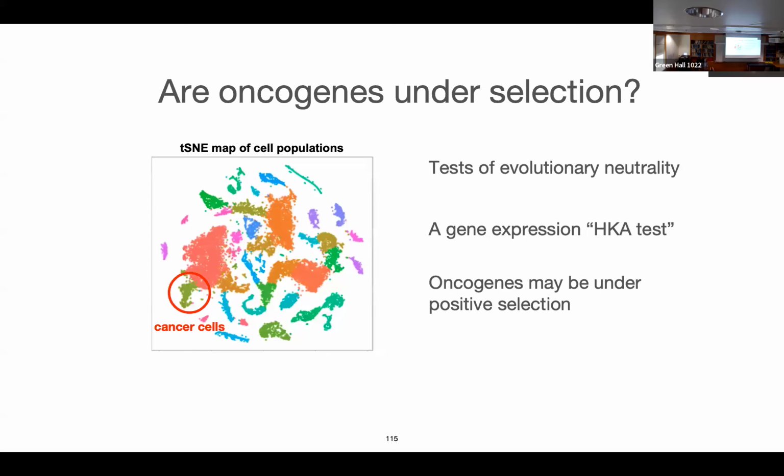So maybe we can perform a classic test of neutrality on this population to figure out which genes are under selection. So for instance, maybe we can do something like a gene expression HKA test. So we can expect that the genes under selection would have low expression variance within cancer cells and high expression variance between cell types. And these would be our candidate oncogenes.